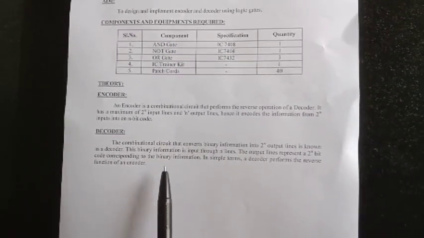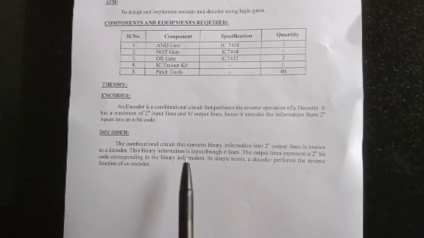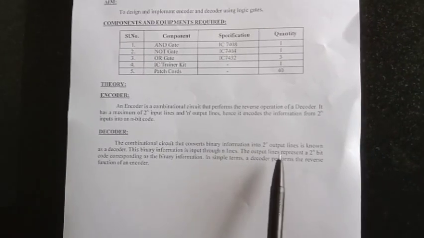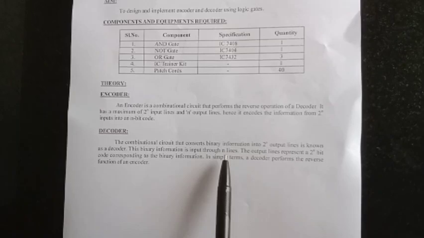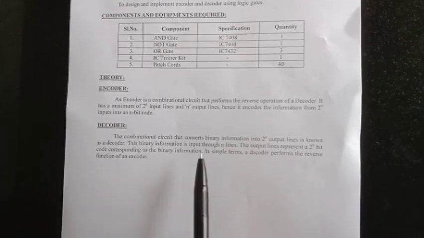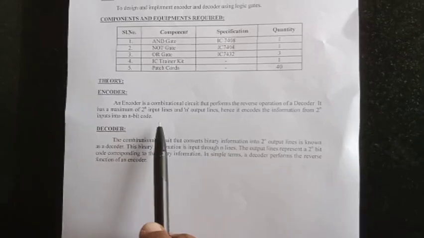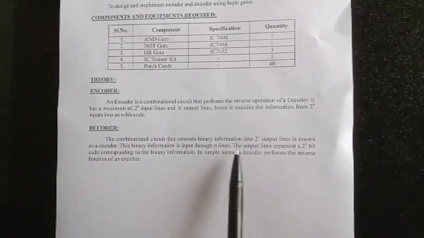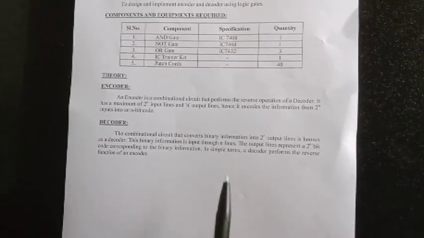A decoder is also a combinational circuit. It performs the inverse operation of the encoder. So it consists of 2 power n output lines, while n is the number of input lines. Both are vice versa. The encoder converts 2 power n input lines into n output lines. The decoder converts n input lines into 2 power n output lines.